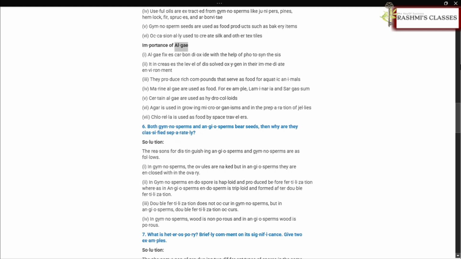Importance of algae. 1. Algae fix carbon dioxide with the help of photosynthesis. 2. They increase the level of dissolved oxygen in their immediate environment. 3. They produce rich compounds that serve as food for aquatic animals. 4. Marine algae are used as food, for example, Laminaria and Sargassum.